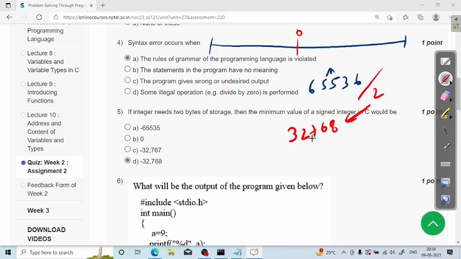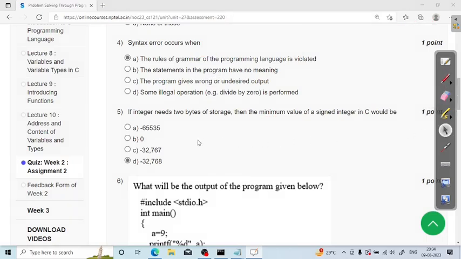So if you want to adjust the numbers, on the positive side it will be from 0 to 32767, and if you want to adjust 32768 numbers in the negative section, it will be from -1 to -32768. Therefore the minimum value will be -32768. I hope it's clear to everyone. So that's why option D will be correct.